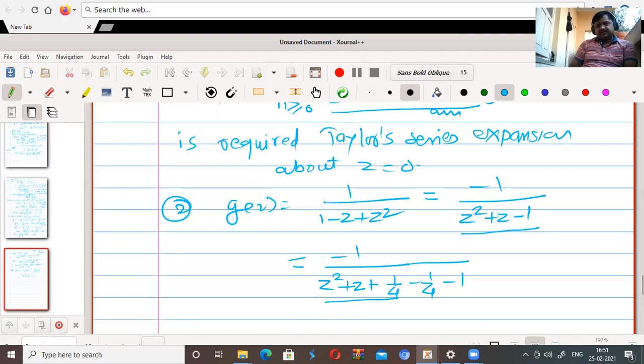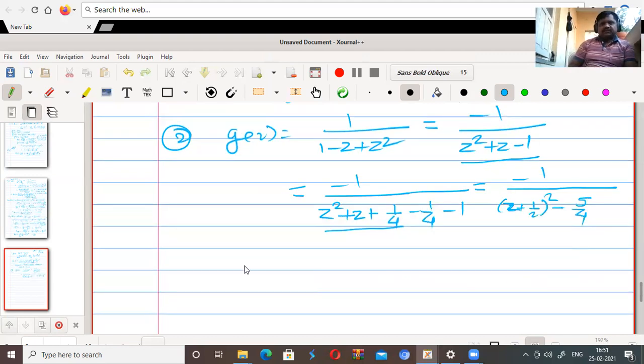How are we writing this? Making a perfect square: 1 by 2 of the coefficient of z, its square, 1 by 2, its square. Why are we writing like this? That can be written as minus 1 divided by, this is your z plus 1 by 2 whole square minus 5 by 4. How can we write it again? It is equal to minus 1 upon z plus 1 by 2 whole square minus square root of 5 by 2 whole square.